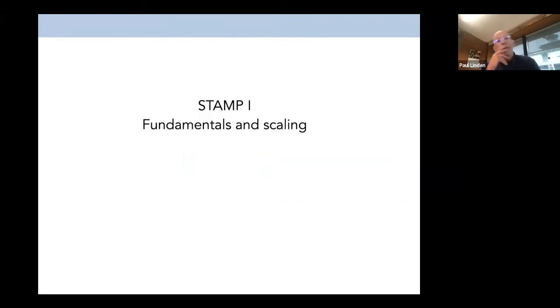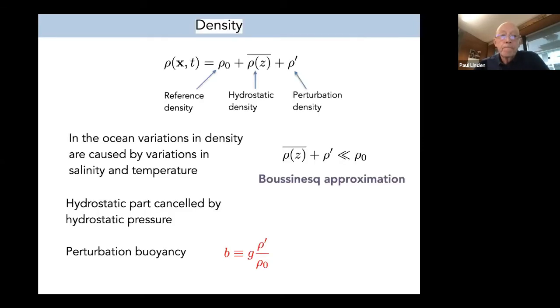So I'm going to start off by talking about some fundamentals and some scaling today. And as I said, then get on to a particular study that we've been carrying out on an experimental system, which addresses many of these questions as we go forward. Okay. So a little bit of background. Basically, the density field is a function of space and time.